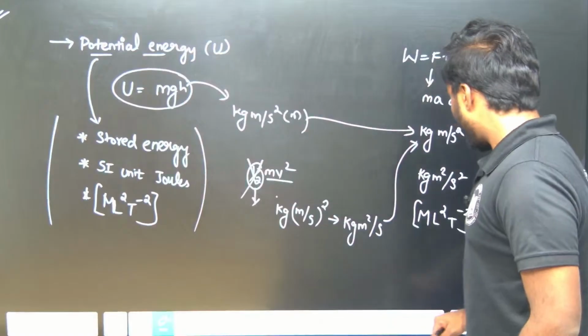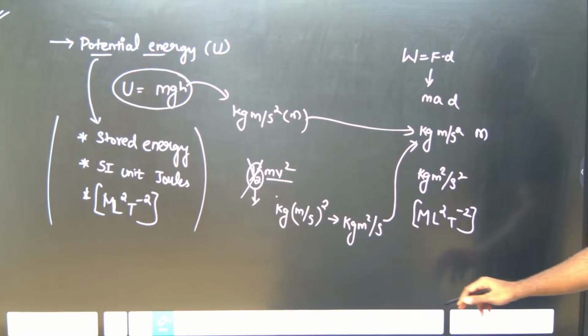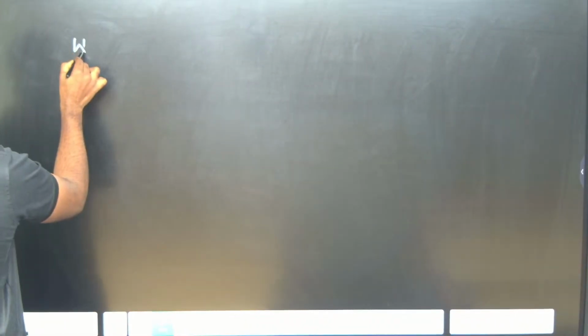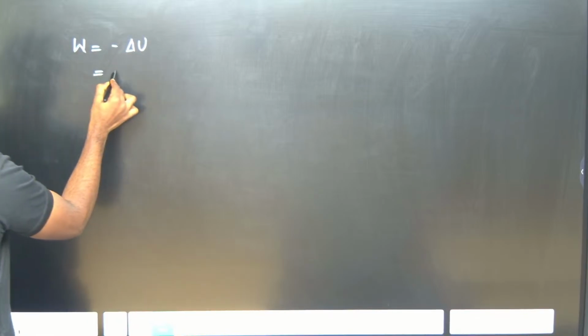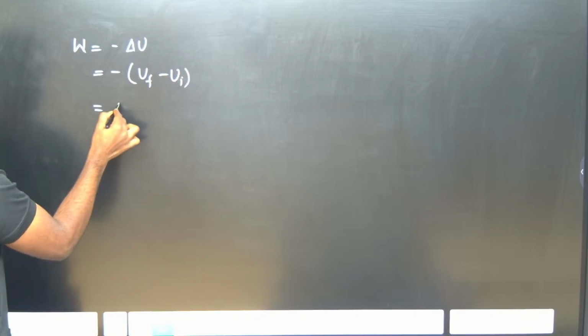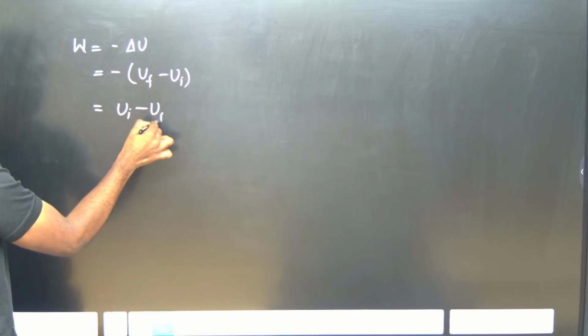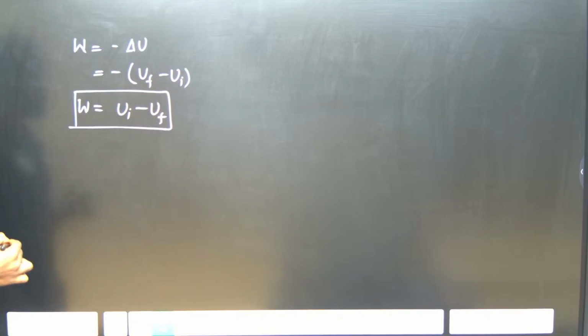One more point related to work: work done is nothing but minus the change in potential energy, which is minus of (Uf minus Ui), which is nothing but Ui minus Uf. That is the work done in terms of potential energy.